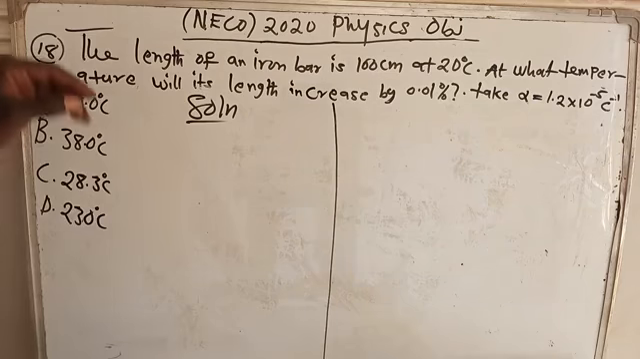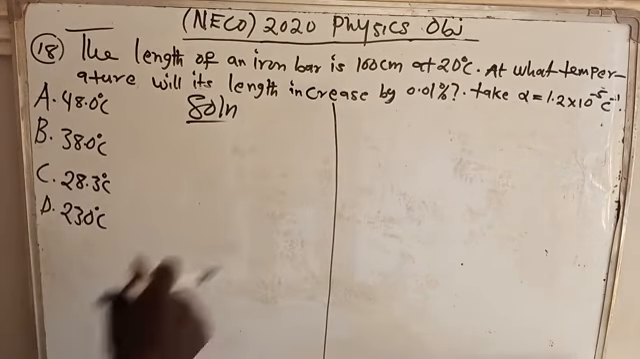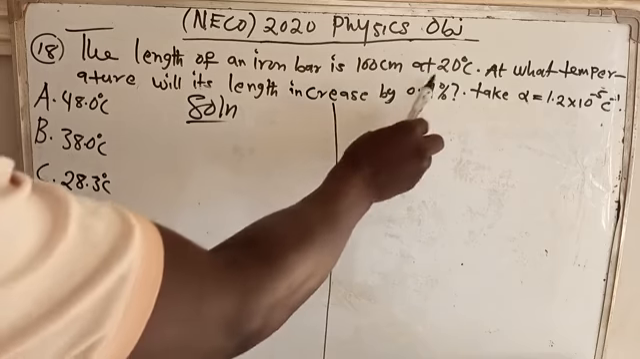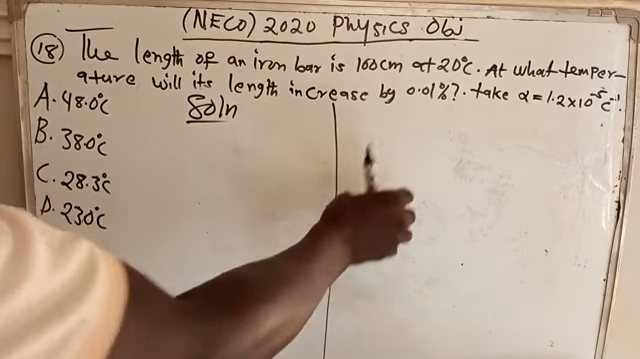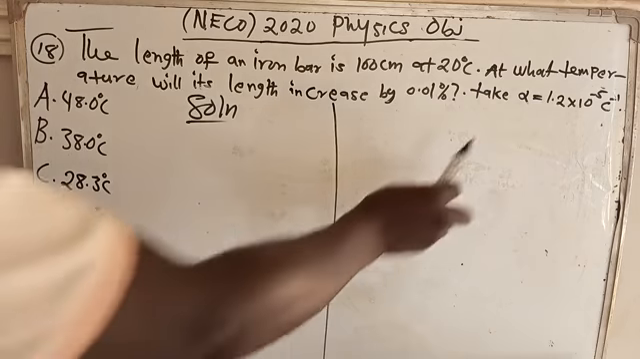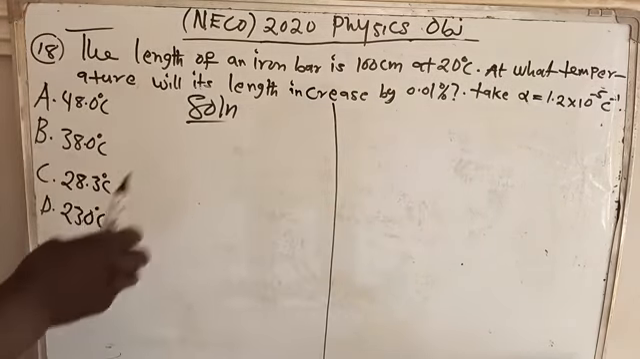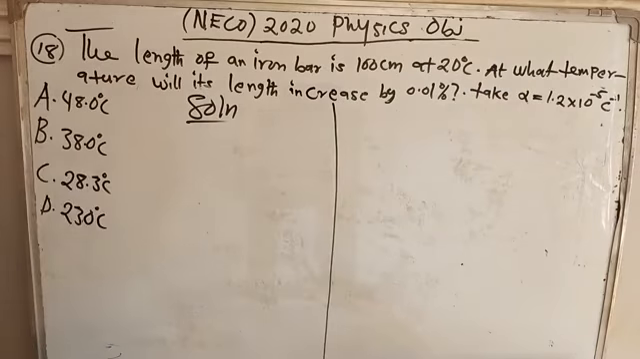Solution. If you look at this question very well, we are given the initial length and the initial temperature. We are given the change in length and the linear expansivity. The question is: at what temperature will its length increase, that is the final temperature, that is what we are looking for. Now let's write out the given first.